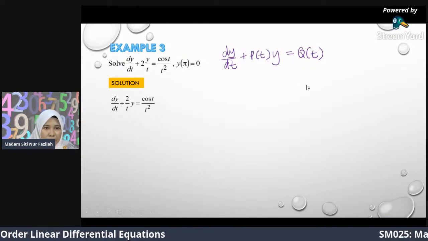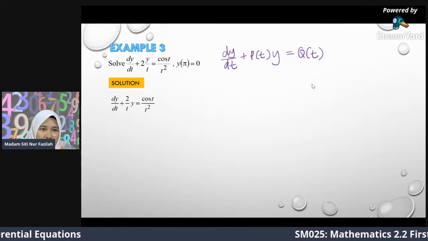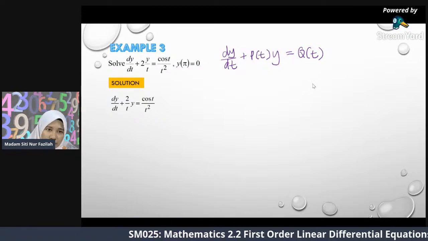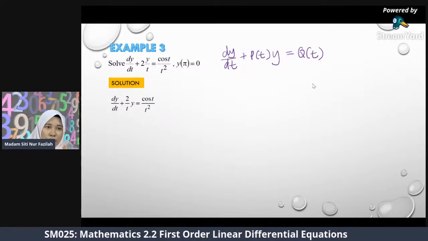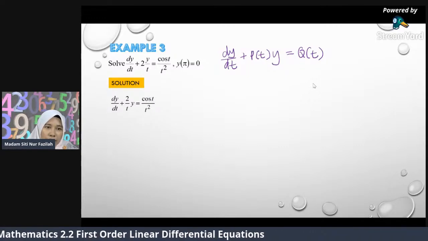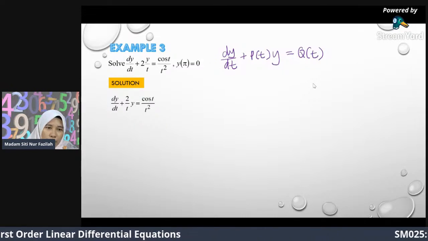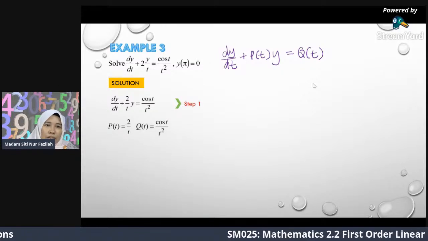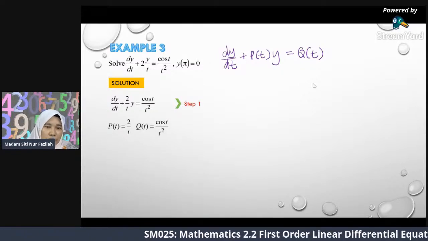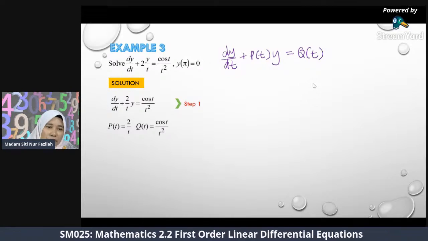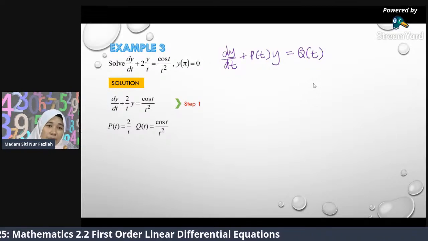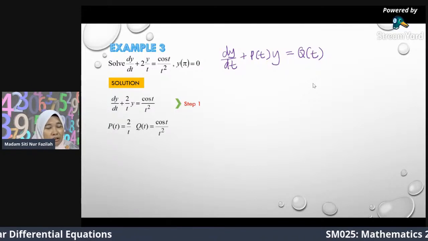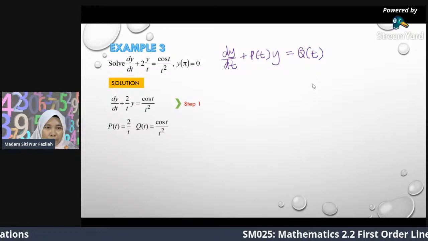For the first step, rearrange in standard form: dy over dt plus 2 over t y equal cos t over t square. Step 1. And then we compare with the standard form to find the function p(t). The function p(t) is equal to 2 over t, and then the function q(t) is cos t over t square.